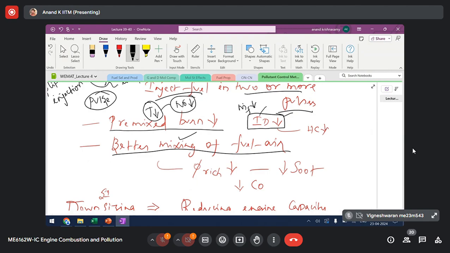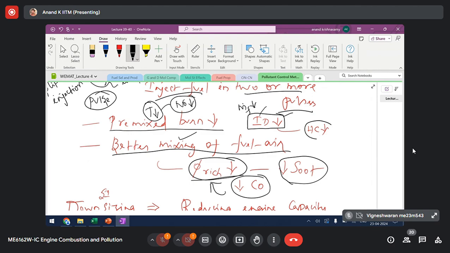Better mixing will directly reflect in reduced rich region or mixture inhomogeneity. Mixture inhomogeneity will come down when you have a better mixing of fuel and air. So rich region will come down. Formation rate of soot will come down. Formation rate of CO will also come down, because CO formation is primarily linked with the rich region or insufficient oxygen. So you have less soot, less CO, less NO because of lower temperature effect, less soot and CO primarily due to better mixing, and less rich regions in the cylinder.